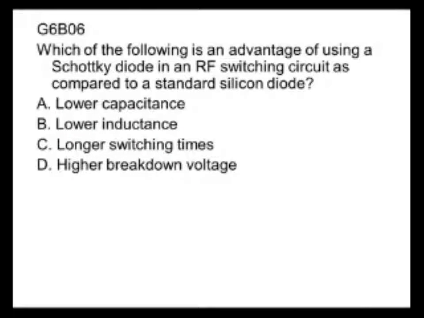Which of the following is an advantage of using a Schottky diode in an RF switching circuit, as compared to a standard silicon diode? The Schottky diodes have lower capacitance, which makes them more suitable for radio frequency circuits.